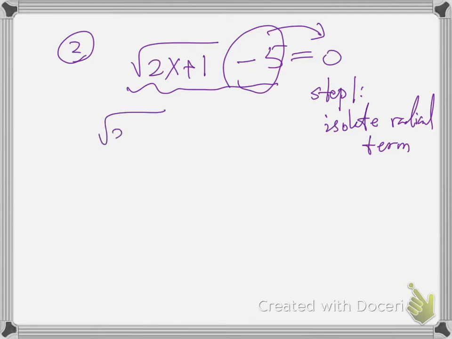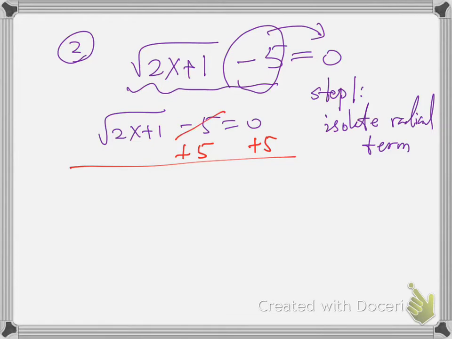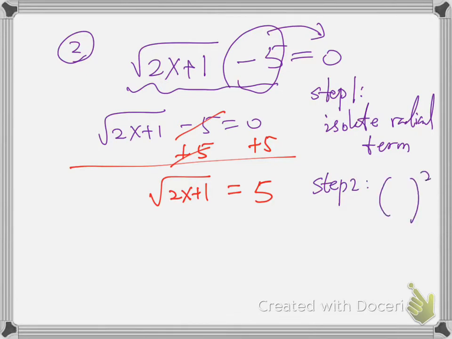Step 1: add 5 on both sides. Negative and positive cancel. We got only the radical term on the left and the number 5 on the right. Now this goes back to our first example, only one radical on the left. So step 2: square both sides to cancel the radical sign.